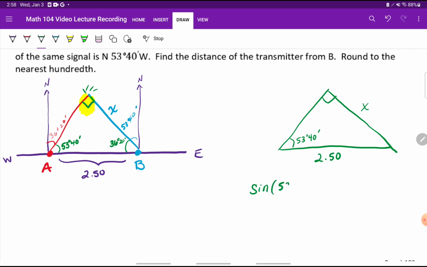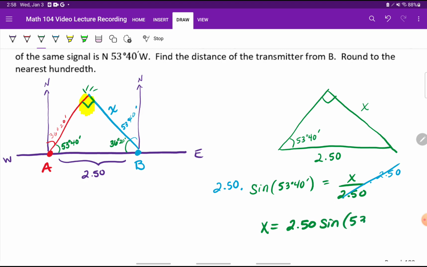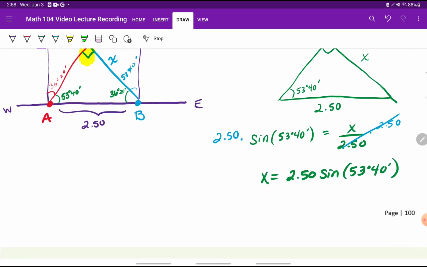So sine of 53 degrees 40 minutes is equal to X over 2.50. And to solve for X, we'll multiply both sides by 2.50. X equals 2.50 times sine of 53 degrees 40 minutes into our calculator, and we're going to round to the nearest hundredth. We get X to be 2.01, and our unit is miles.